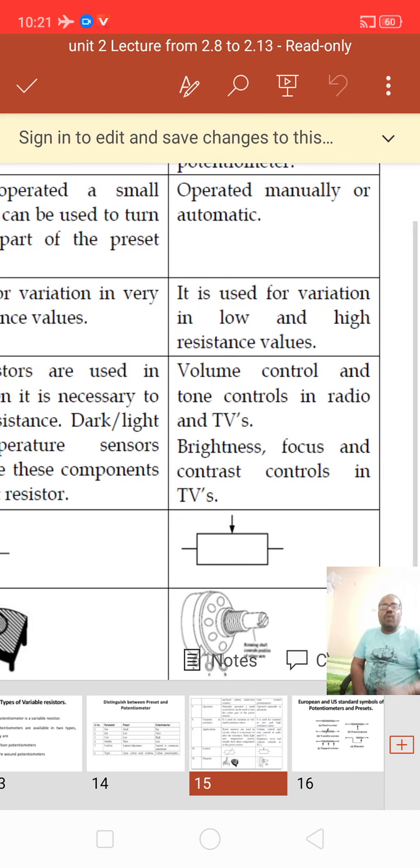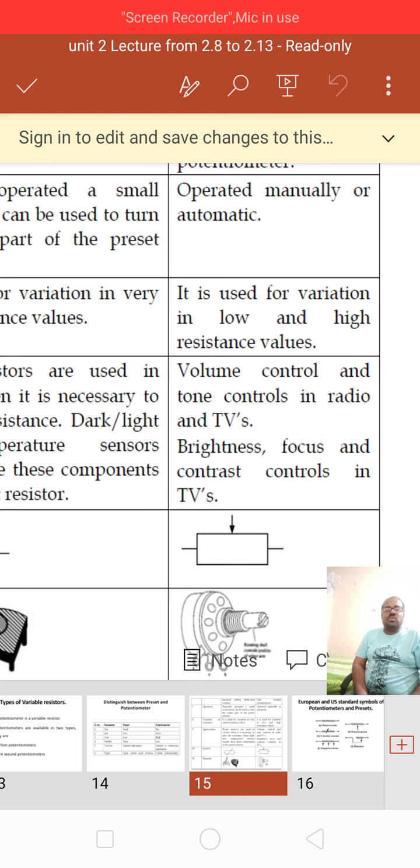Next, volume control and tone controls in radios and TVs. Potentiometers are used in volume control and tone controls in radios and TVs. It can be used for increasing or decreasing brightness, focus and contrast controls in TVs also.